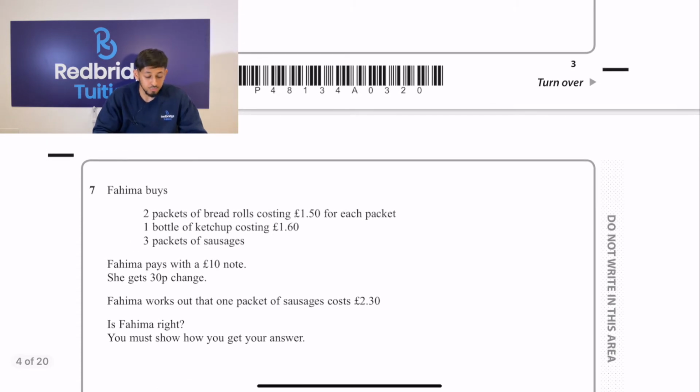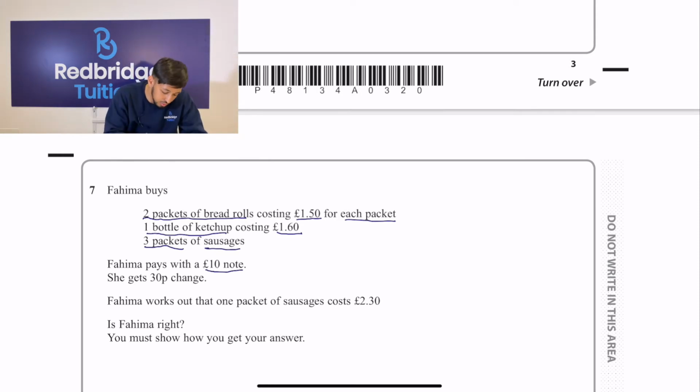So in this type of question, we need to underline the key bits of information. So we would underline 2 packets of bread rolls costing £1.50 for each packet. We would also underline 1 bottle of ketchup costing £1.60 and then 3 packets of sausages. She pays with a £10 note, so we will underline £10 notes. She also receives 30p change. Now in the question, it's told us that she has worked out that 1 packet of sausages would cost £2.30.